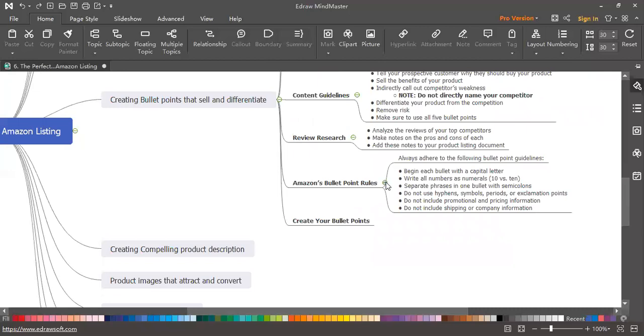So what are the bullet point rules from Amazon? A bullet point should begin with a capital letter. Write all numbers as numerals, not as words. You have to write them in numeric form. Then separate phrases in a bullet point with a semicolon. Do not use hyphens, symbols, periods, or exclamation marks. Do not include promotional and pricing information. Do not include shipping or company information.